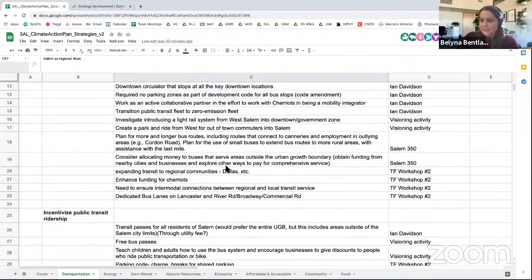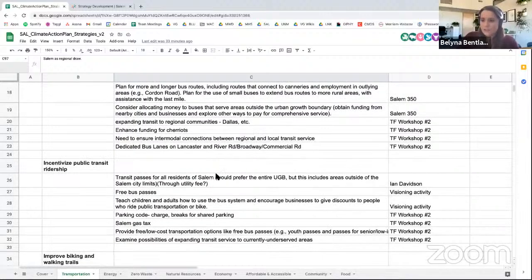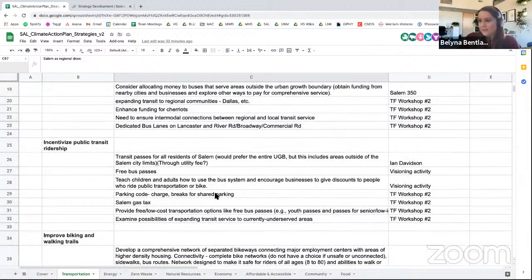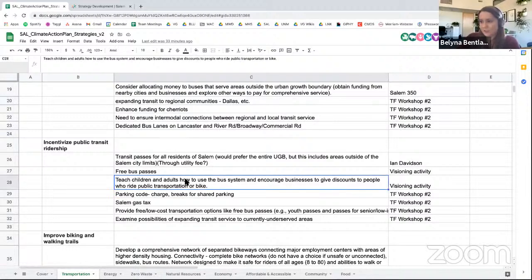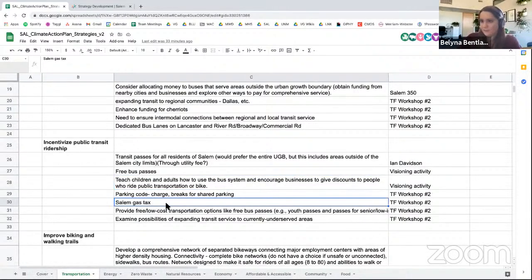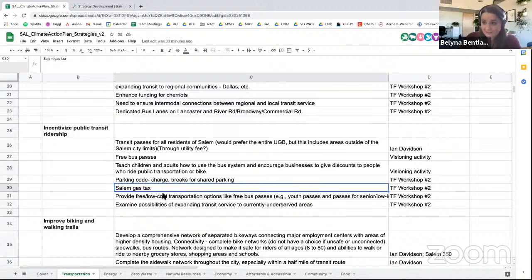Scrolling down to incentivizing public transit. So the idea of providing free transit passes to residents of Salem, but noting that not just giving people bus passes means they'll ride the bus. I'm clicking on a cell here that shows outreach and education could be a strategy. So people need to feel comfortable with riding the bus to actually ride the bus. Incentivizing public transit could also mean disincentivizing single occupancy car travel, maybe with a Salem gas tax.